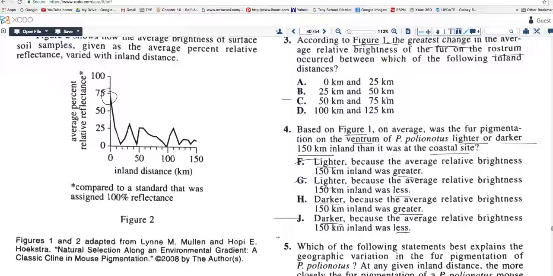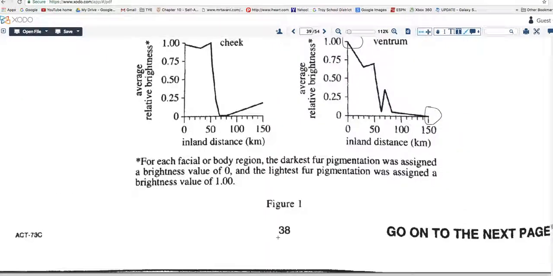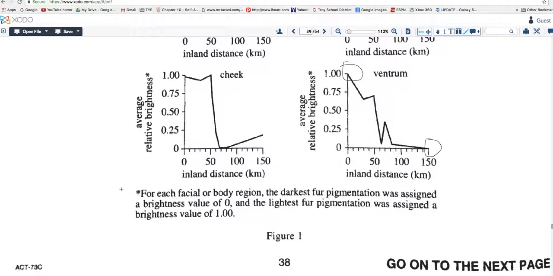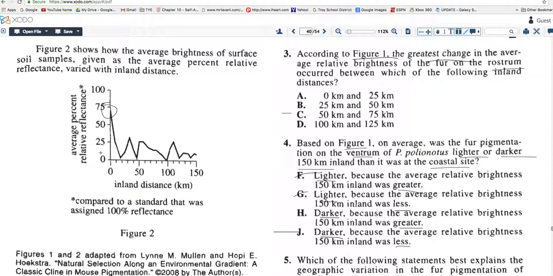Good. This is the one where you also need to know that another way to do it is whenever you have an asterisk, you always read what's down here. This section you should have all read. What does it say? It says, the darkest was assigned a value of 0. The lightest was assigned a value of 1. Isn't that figure 1? Yeah, this is also for figure 1, but you need to know that idea of the relative brightness, that relative reflectance.